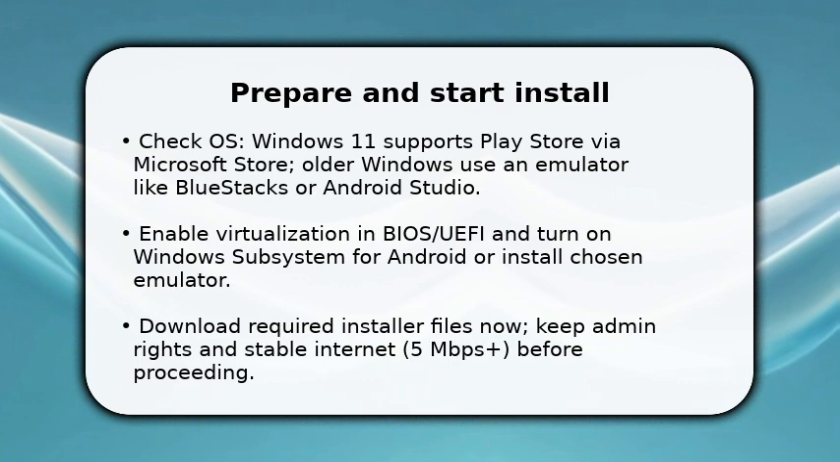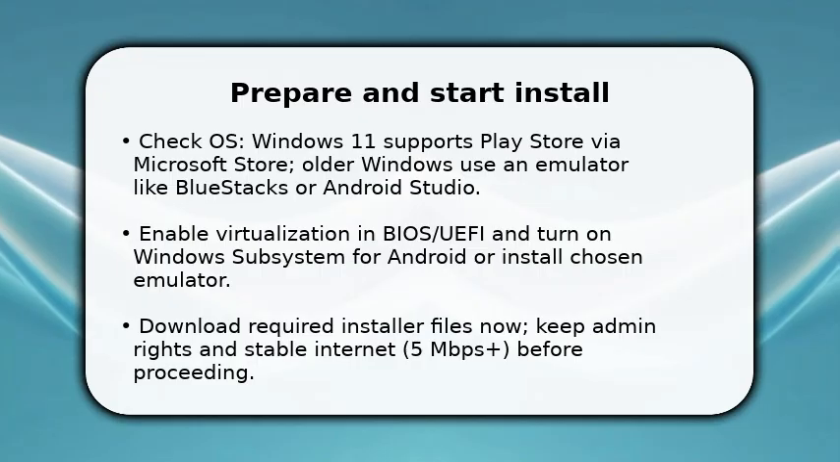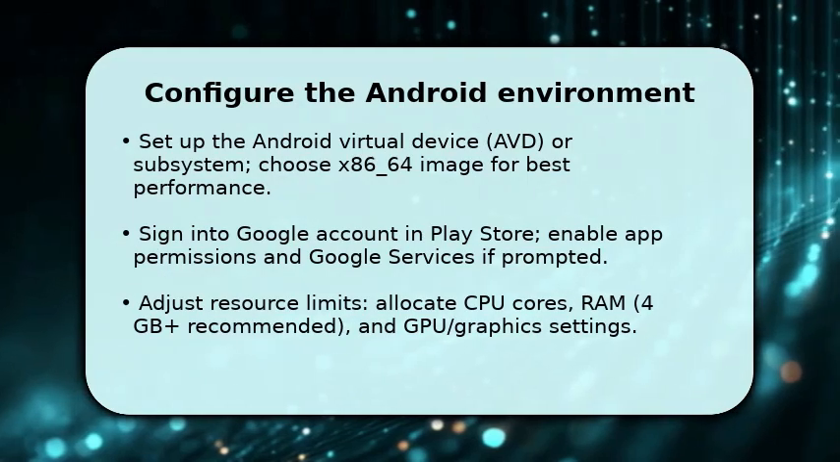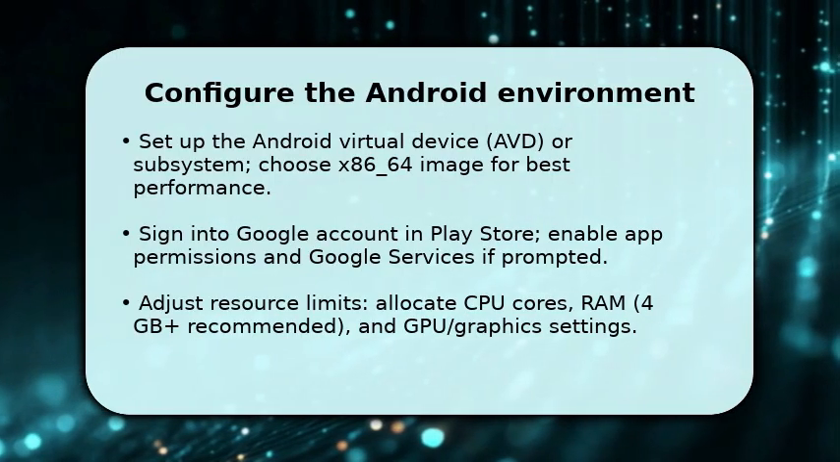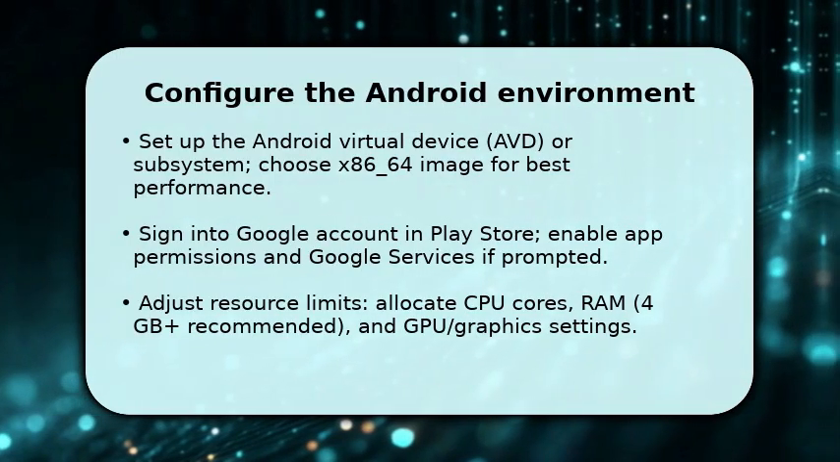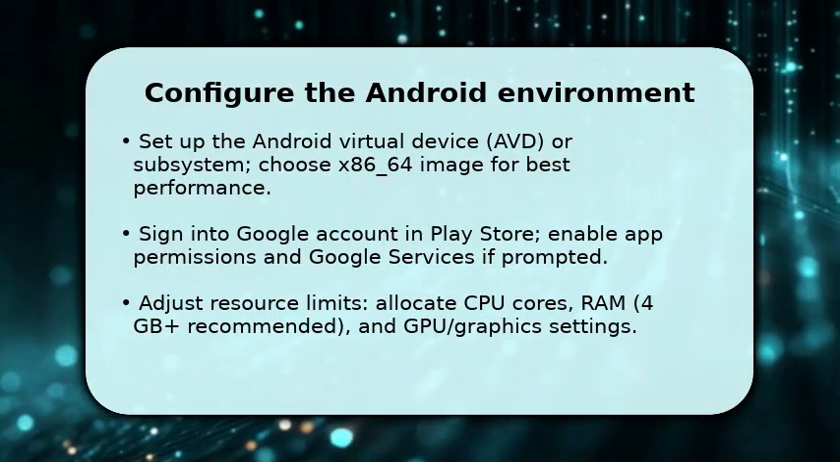Now you configure the Android environment so apps run smoothly. In an emulator, create an AVD using an x86-64 image and allocate at least 4 GB RAM and 2 CPU cores. In Windows Subsystem for Android, open the subsystem settings and enable developer mode if needed.